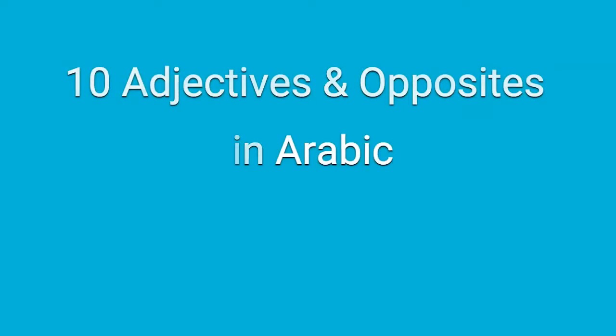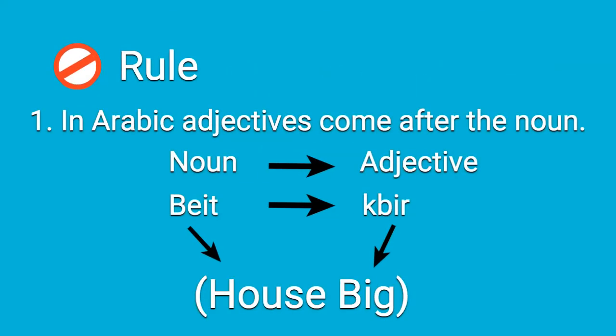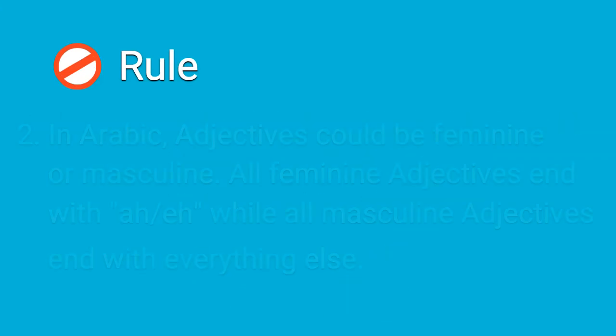Welcome back. Adjectives in Arabic. Let's talk about rules. Rule number one. In Arabic, adjectives come after the noun. Noun first, then adjective. Like, bit, kibir, house, big.